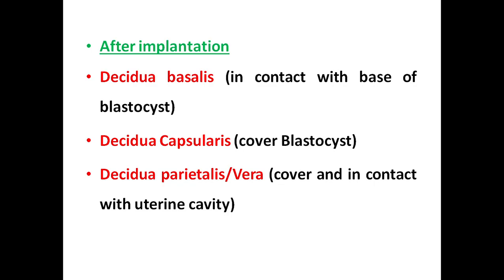Next, after implantation, the decidua basalis is in contact with the base of the blastocyst, the decidua capsularis covers the blastocyst, and the decidua parietalis (vera) covers and is in contact with the uterine cavity. So after implantation, these are the layers: decidua basalis, decidua capsularis and decidua parietalis vera.